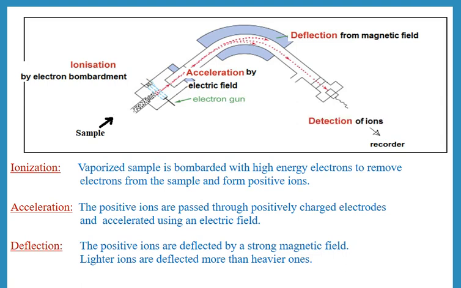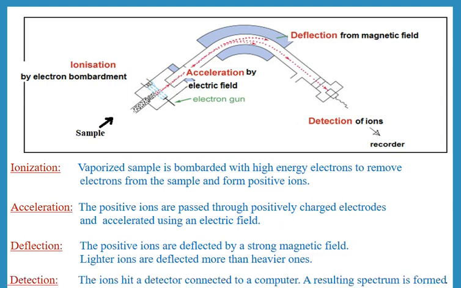The next thing is detection of the ions. So we have a detector that detects the ions, and this is connected to a computer. The recorder records what we call a mass spectrum.